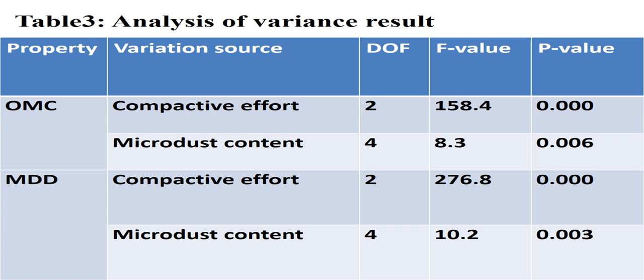A similar observation can also be made for the MDD, in which the variations in the MDD with both compactive effort and microdust content were statistically significant at 0.05 alpha level based on the P values. And then it can also be inferred that the compactive effort contributed more of the variation based on higher F value obtained.